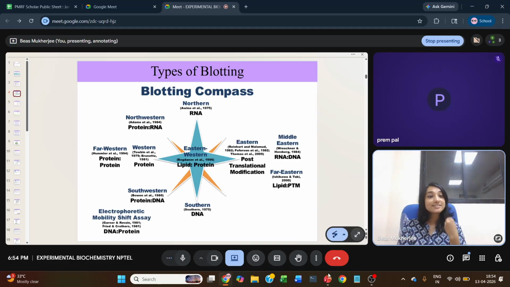And then we have Eastern blot. So what is Eastern blot? Okay, so Eastern is for post-translational modification. Far Eastern is for lipid and post-translational modification. Middle Eastern is for DNA-RNA interaction. And we have Eastern-Western for lipid and protein. Clear? So this is the whole story of blotting.